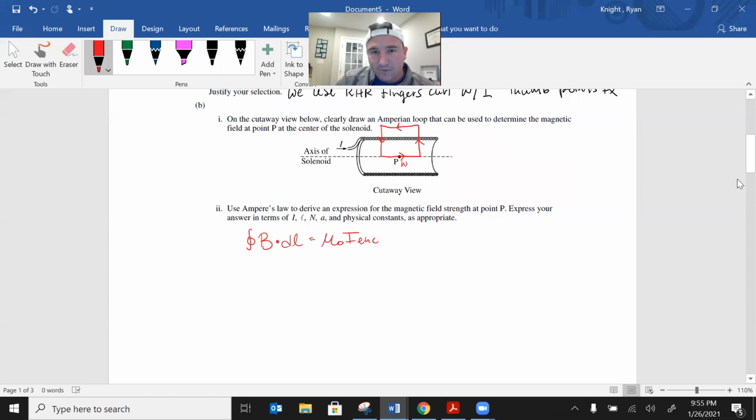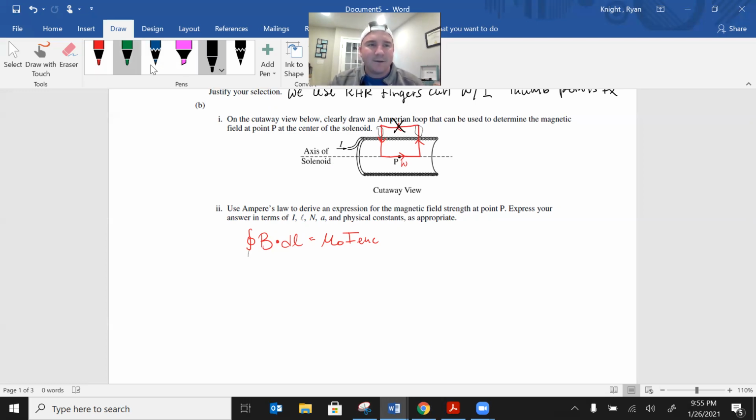First thing to notice, this top part of our Amperian loop is outside of the solenoid, which means B is 0. If B is 0, that goes away, so we don't have to worry about it. The second thing to notice is part of our side right there is out of the circle. So that's not going to have any effect.